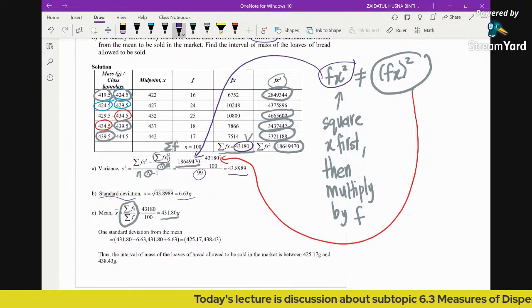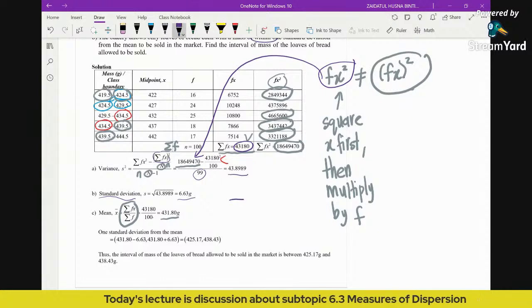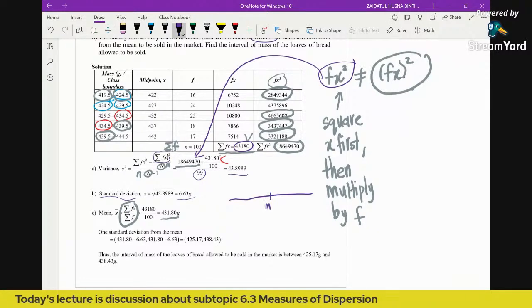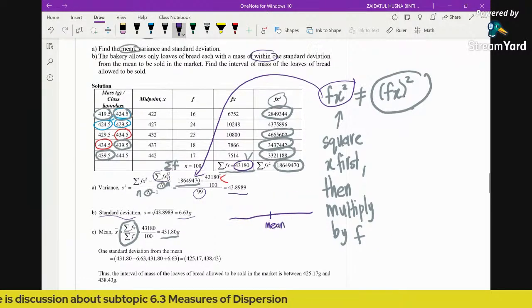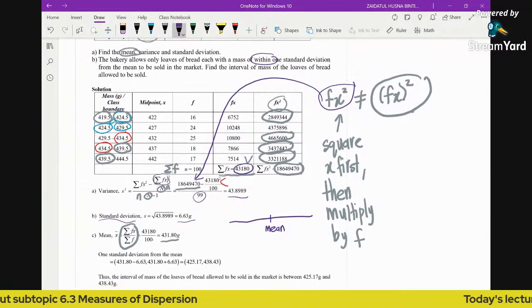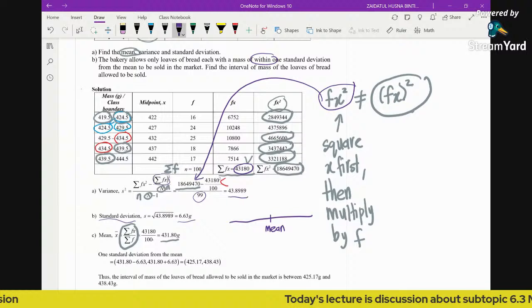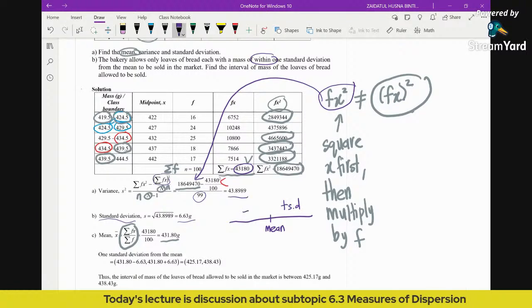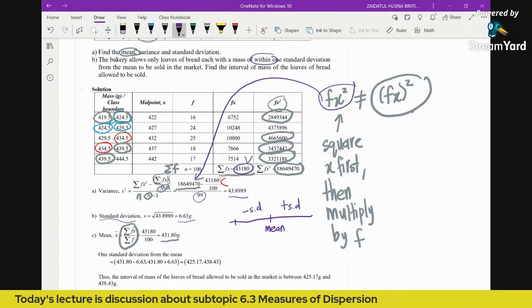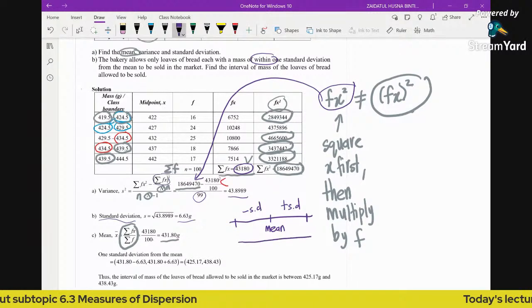So again, you have the mean here. The question says the bakery allows only loaves of bread, each of mass within one standard deviation. So within means we can add the standard deviation here and we can minus the standard deviation here. So this is the range that we will get.